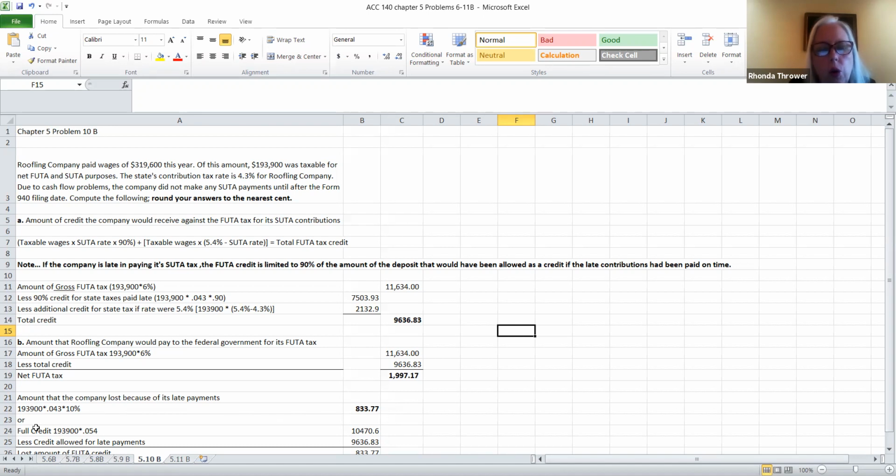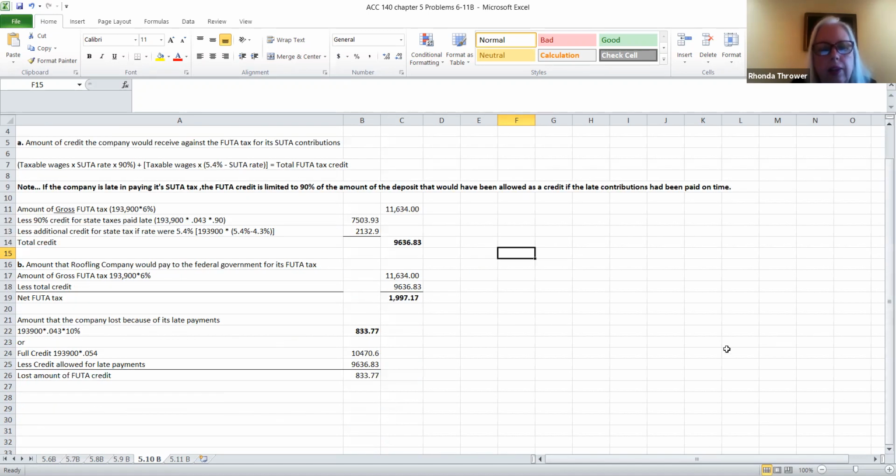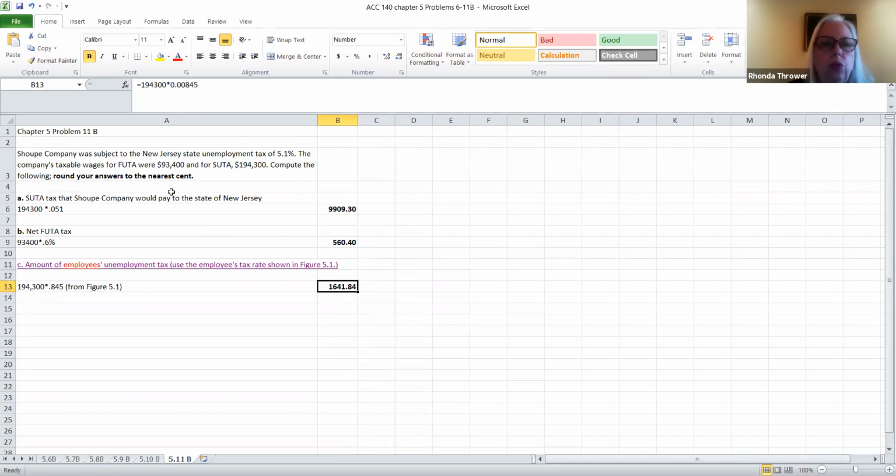$833.77. Or we could have also calculated this by figuring out the total amount of the FUTA credit that we would have gotten if we weren't late and subtracted out what we said that we had as credit. So the amount lost is $833.77. So I've given you two ways that you could calculate the amount that is lost. So I'm going to move to problem 11B.